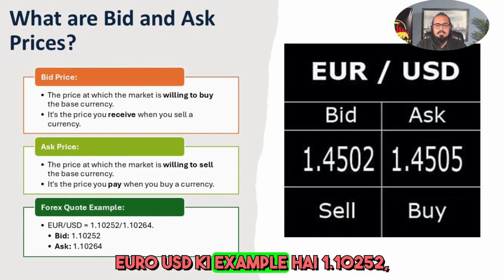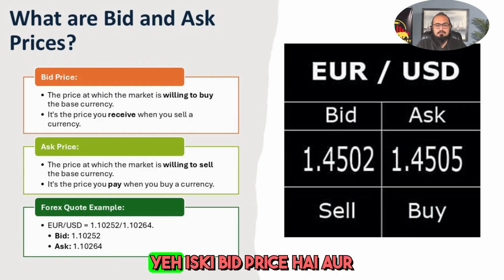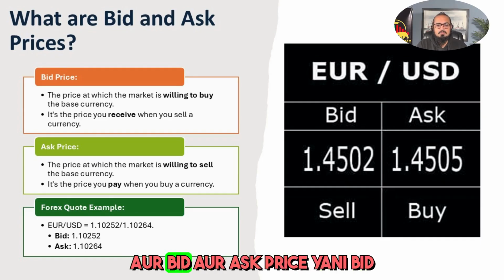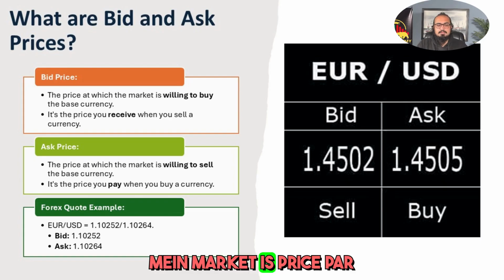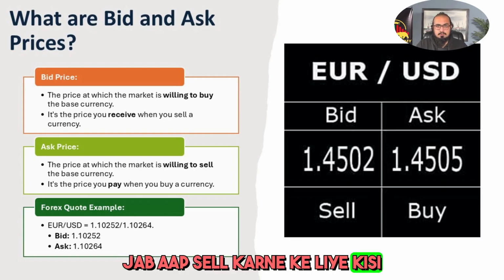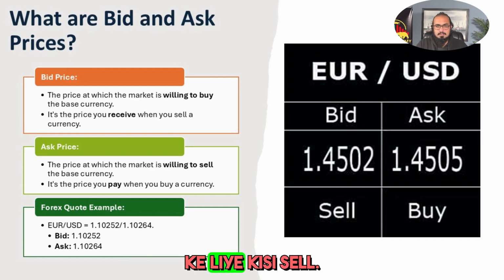Now, the example of Euro USD is 1.10252. This is its bid price, and 1.10264. This is its ask price. Now, this difference is the spread between the bid and ask price, meaning the market was ready to buy at this price in the bid, because when you are selling, someone has to buy, and when you are buying, someone has to sell.